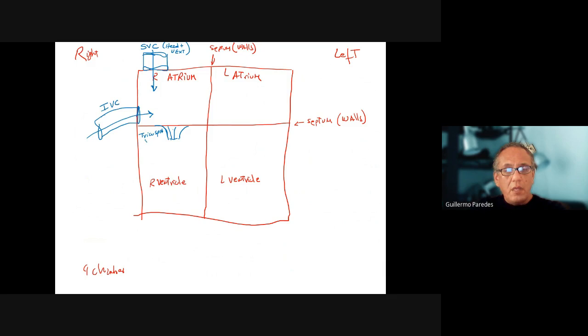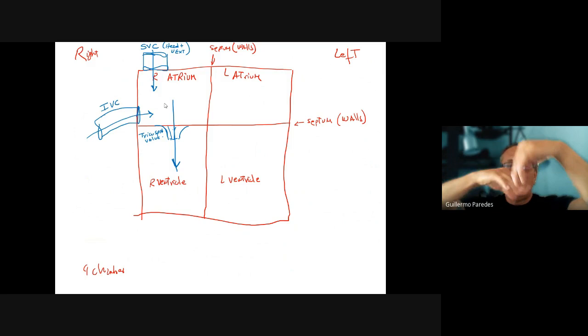What is the valve doing? A valve is a way that allows the blood to go in one direction only. So once the blood is here, the blood is going to pass through the tricuspid valve. So the valves are going to be like this. Look at that. This is the atrium.